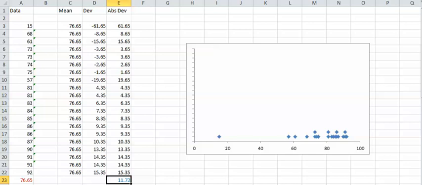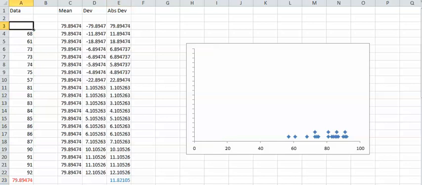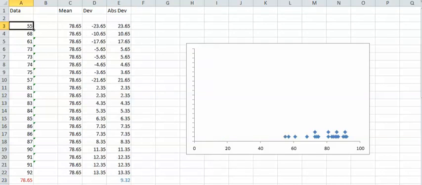Now let me bring that value back to where it used to be. Now the MAD went back down to 9.32. So I hope you get the idea that each time a value moves further away from the mean, the absolute deviation of that value goes up, and then that causes the MAD to go up, because the MAD is just the mean of the absolute deviations. Now I'll explain the variance and standard deviation and how they're affected by the dispersion.